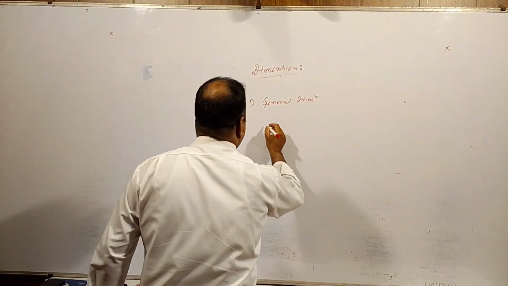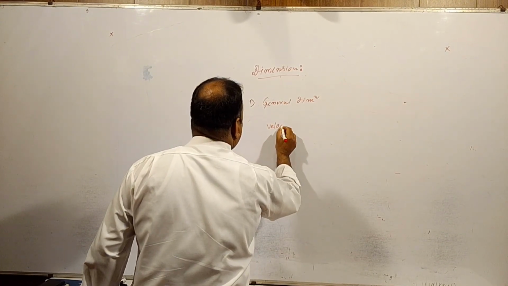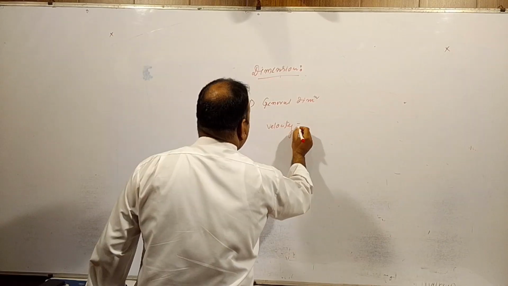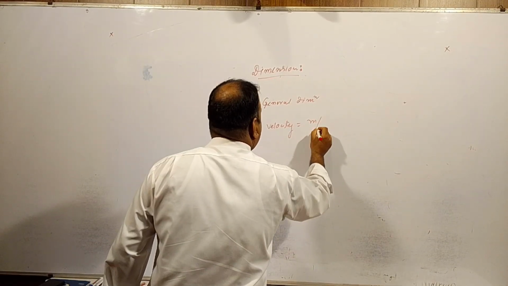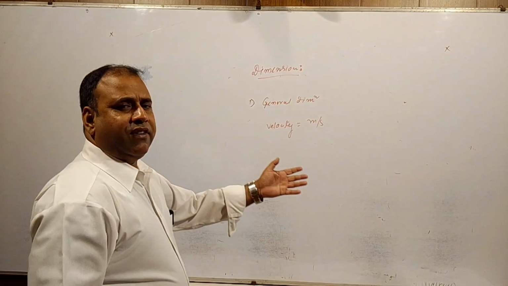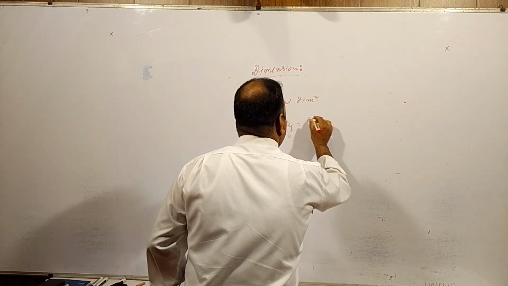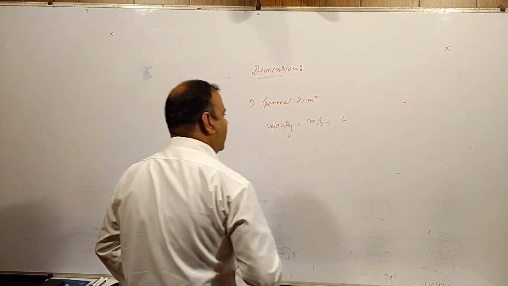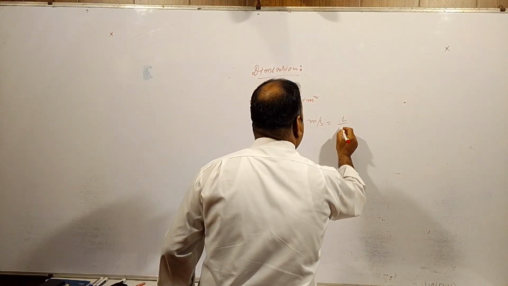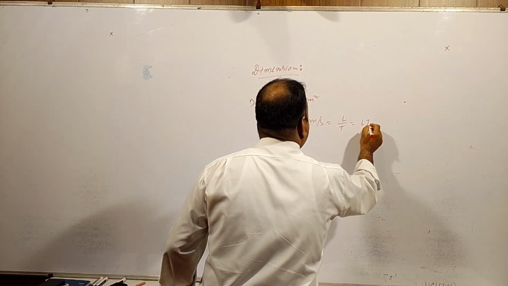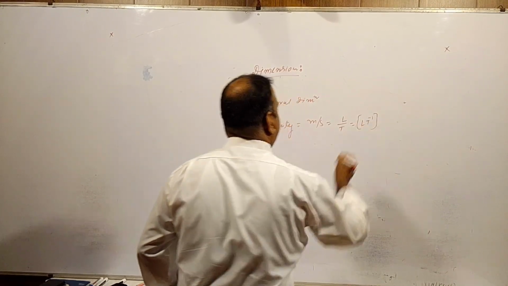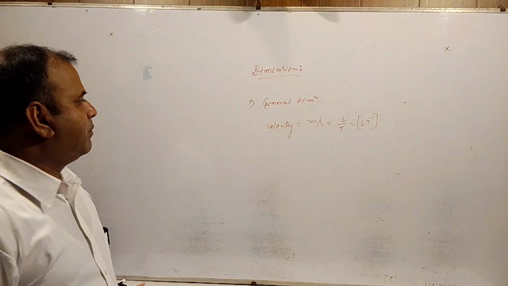Suppose velocity. For example, velocity. So velocity means basically meter per second. I have given about the fundamental quantities. In fundamental quantities, meter is represented by L and second is represented by T. So it will be L T to the power minus 1. This is the dimension of velocity.